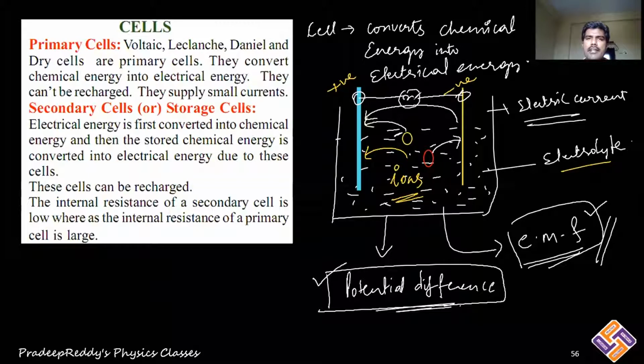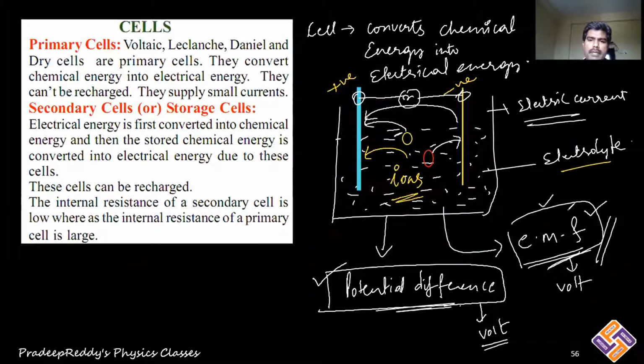If you are not connecting any consumer between the two terminals, then we say that it has EMF. EMF and potential difference are generally alike. The unit of EMF is volt. The unit of potential difference is also volt. The only difference is, if you are connecting two terminals, we call it potential difference, because for this bulb, these two electrodes are offering some potential difference. If you are not connecting them, then the cell is said to be storing some electromotive force.